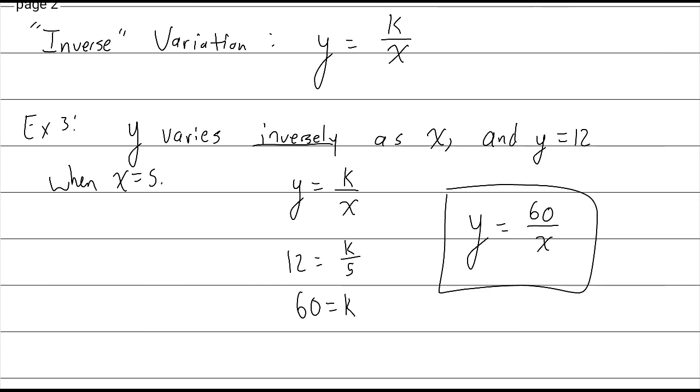By the way, you can always check it out. You can test it real quick, right? If I plugged in 5 for x, 60 over 5 would be 12, right? Y equals 12. Okay, so you can check it. All right, let's do another.